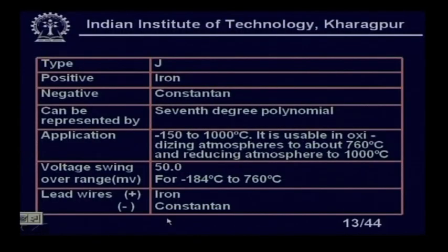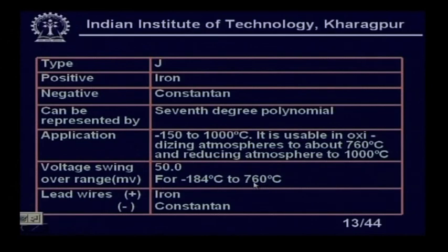Now, J type of thermocouple, this is also a quite cheap, widely used thermocouple. The positive is iron, negative is constantan, it can be represented by a 7 degree polynomial, application is minus 150 degree centigrade to 1000 degree centigrade. It is usable in oxidizing atmospheres to about 760 degree centigrade and reducing atmospheres to 1000 degree centigrade. So depending on which atmosphere you will use, you will choose the temperature range.